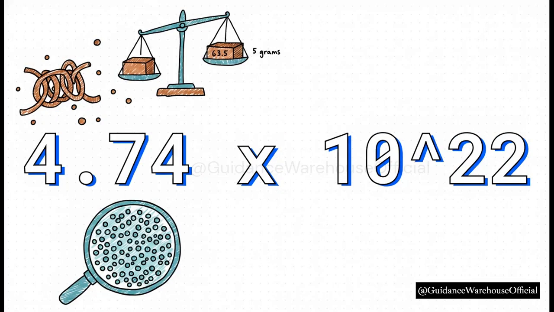So copper's molar mass is about 63.5 grams per mole. Since 5 grams is slightly less than a tenth of that, we know we've got a little less than a tenth of a mole. Multiply that by Avogadro's number, and we arrive at 4.74 times 10 to the 22nd power. That is a staggering amount of individual copper atoms packed inside just a tiny little scrap of wire.